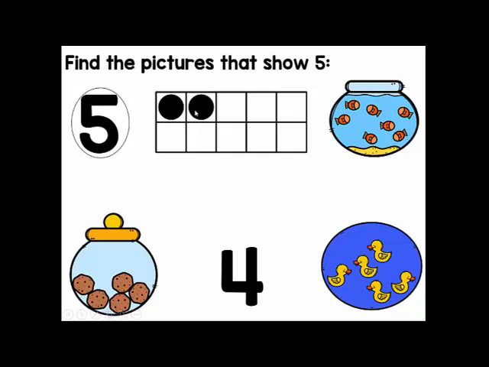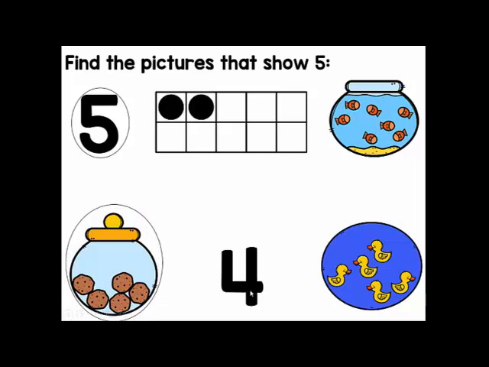1, 2. There are 2 counters on the tens frame, so we will not circle this tens frame. How many fish can you see? 1, 2, 3, 4, 5, 6, 7. There are 7 fish. We are not looking for number 7, we will look for number 5. How many cookies can you see in the cookie jar? 1, 2, 3, 4, 5. So we will circle the cookie jar because it has 5 cookies.